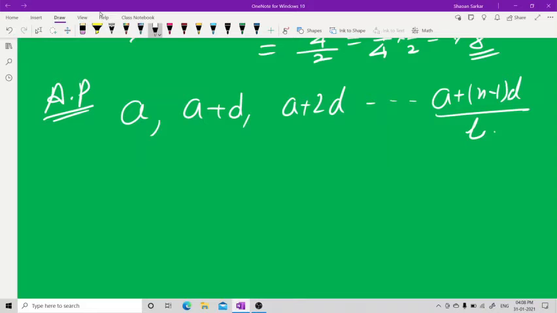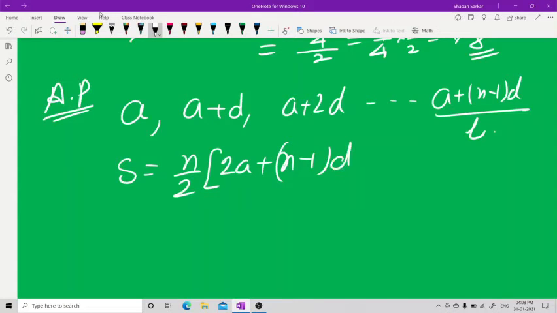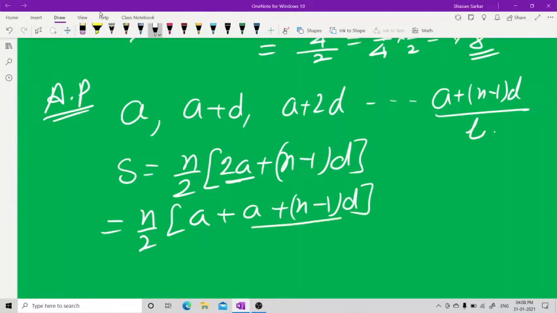Now the sum is n by 2 (2a plus (n minus 1)d). That becomes n by 2, a plus (a plus (n minus 1)d), and this is nothing but the last term. That is n by 2 (a plus the last term). This is for AP. Now let's come to GP.